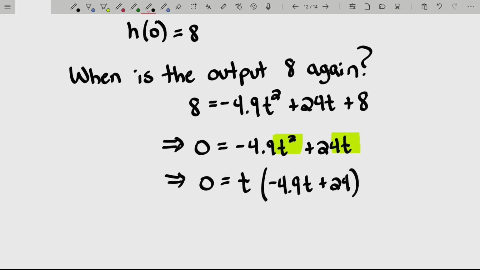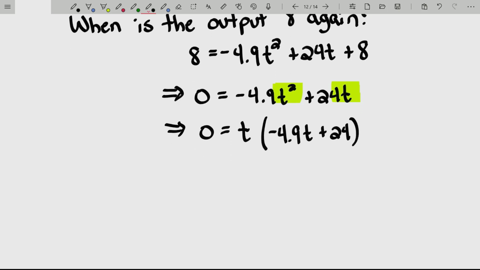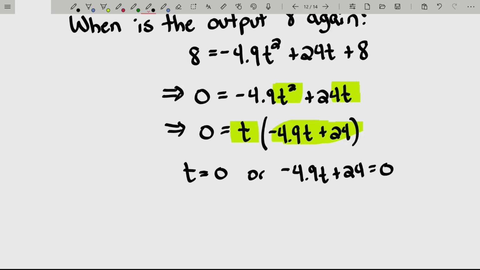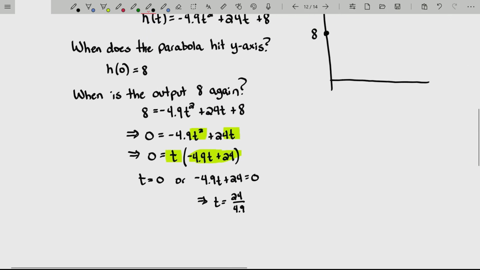So the answer to that question, when is the output equal to 8? Well, that would be at time 0, when t is equal to 0, or when this junk is equal to 0. Negative 4.9t plus 24 is equal to 0. If you subtract 24 and divide by negative 4.9, you'll get t is equal to 24 over 4.9.